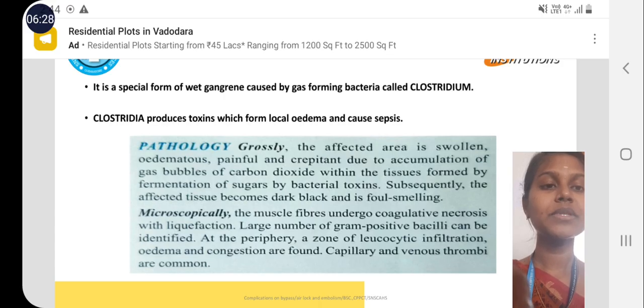Microscopically, the muscle fibers undergo coagulative necrosis with liquefaction. A large number of gram-positive bacilli can be identified. At the periphery, a zone of leukocytic infiltration, edema and congestion is found. Capillary and venous thrombi are common.